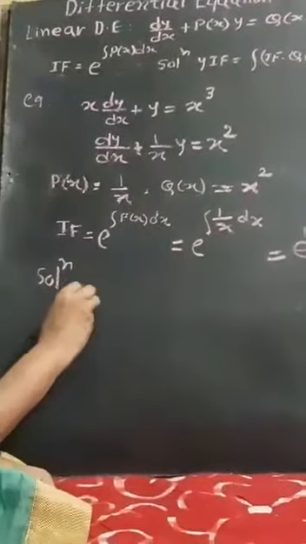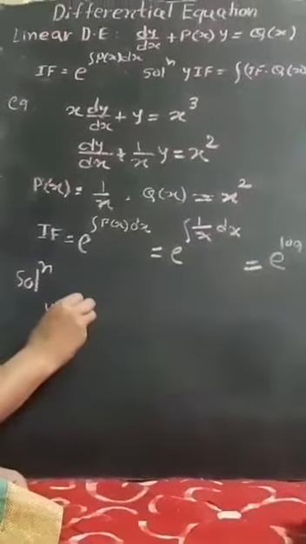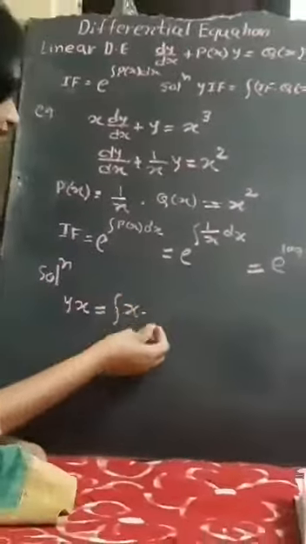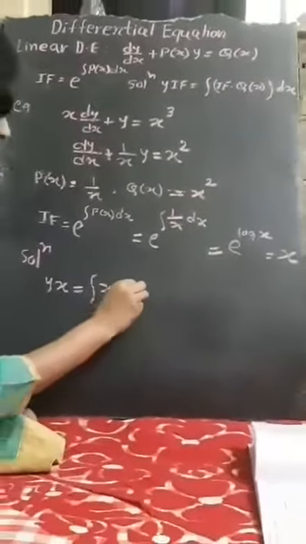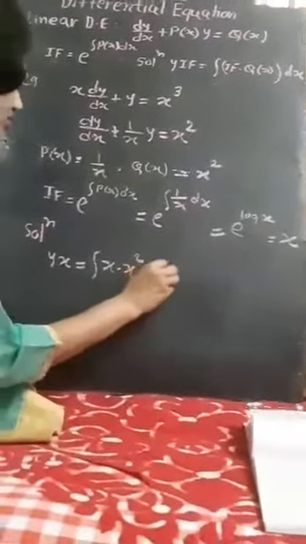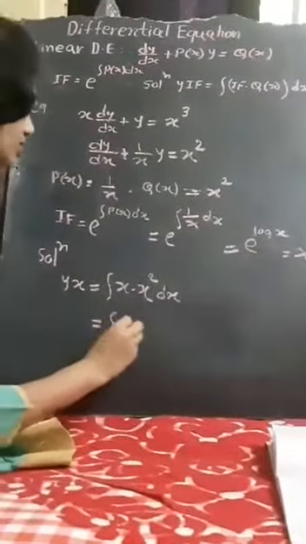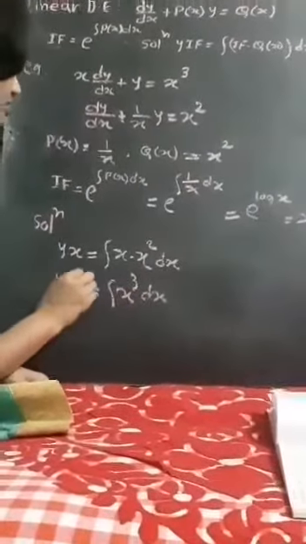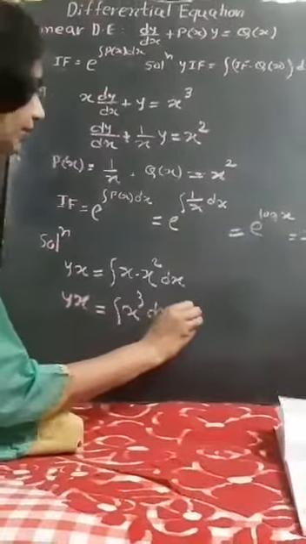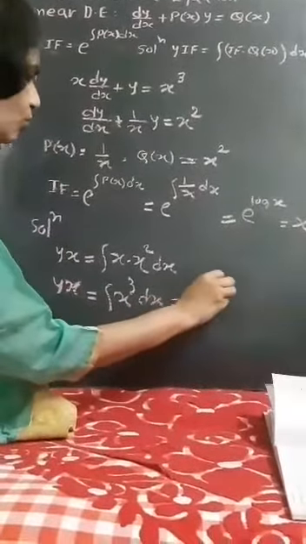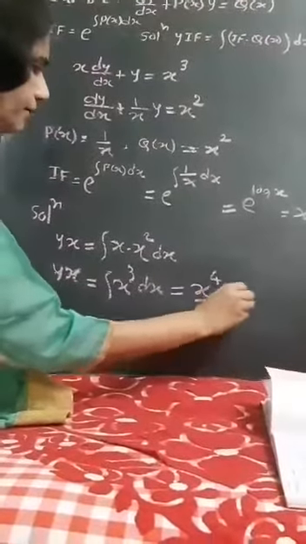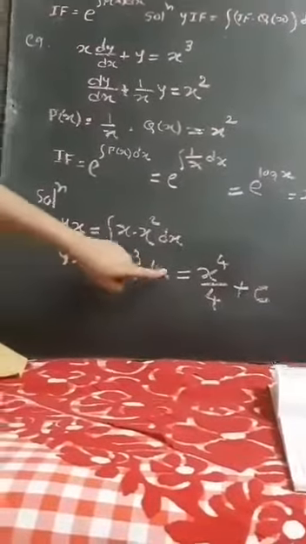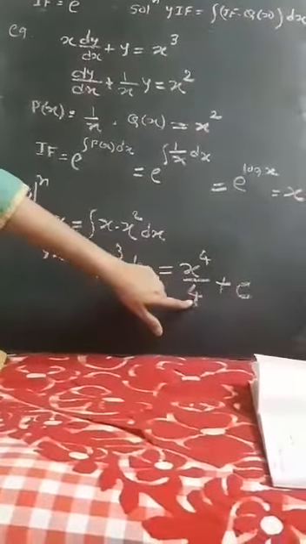So what is solution? It is y into IF. So what is IF? x. Integration of IF, that is x. What is Q(x)? It is x square and dx. So x into x square is what? x cube, which you need to integrate. What is integration of x cube? It will be x raised to 4 upon 4 plus c. So what will be your answer? It will be xy is equal to x raised to 4 upon 4 plus c.